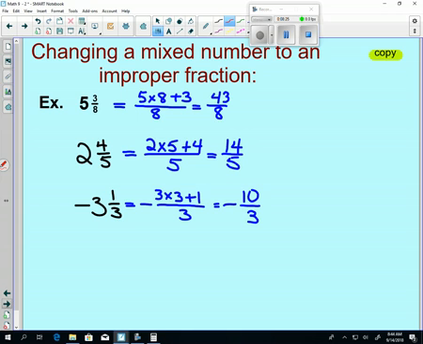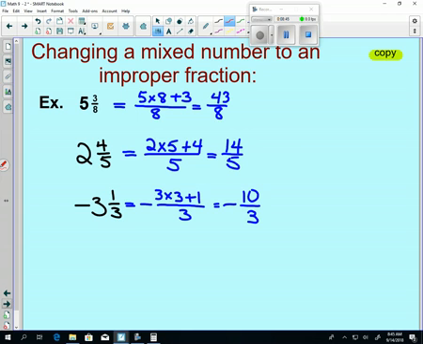We want to change a mixed number to an improper fraction. Now remember, when you see the word copy on your lesson, on your assignment, I want you to copy the example that we have right here and copy it into your notes and submit that with your assignment questions.